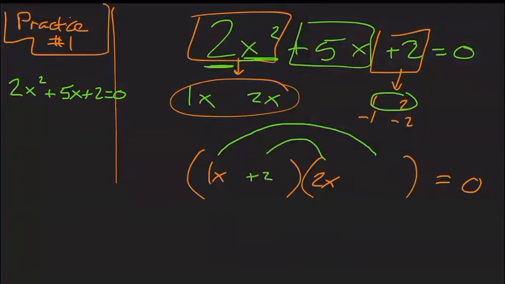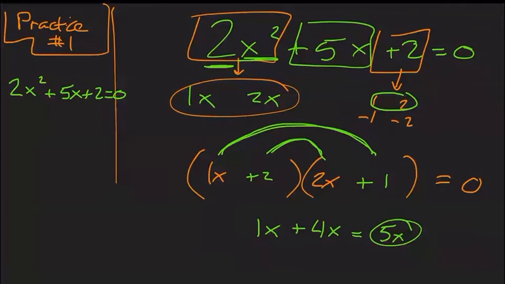So +2 +1. 1x times 1 is 1x. 2 times 2x is 4x. 1x plus 4x is 5x. So now we have our 5x. We factored correctly, so we're ready to solve by inspection.